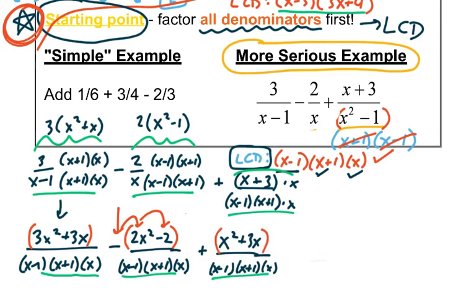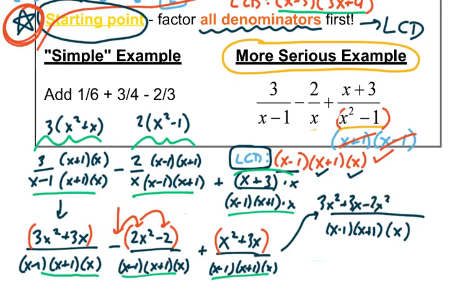Ready? Let's put it as one huge fraction. Come on up here, buddy. Okay, denominator, ready? x minus 1, x plus 1, common denominator, yay. The tops, ready? From left to right, we get 3x squared plus 3x. Good. Watch this: minus 2x squared plus 2, right? I distribute the negative right away. And then plus x squared plus 3x.